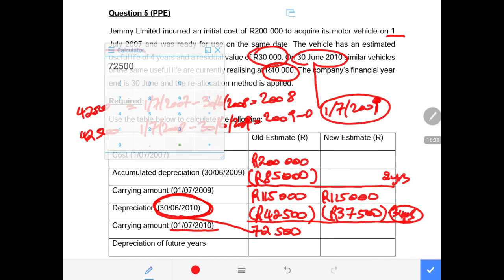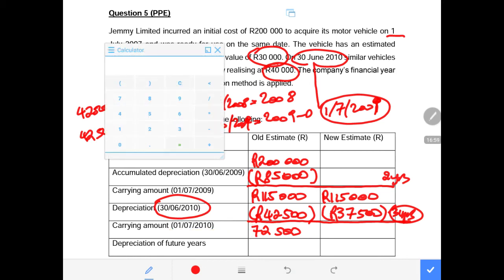Closing balance becomes the opening balance, but we just recommend that students use the opening balance in terms of the carrying amount. But the carrying amount of 72,500 is the carrying amount at the end of June, which is the carrying amount at the beginning of July 2010. So now we are very clear with that. We go to the new estimate. Under the new estimate, we say 115,000 rands.